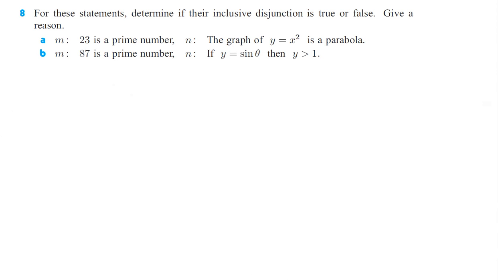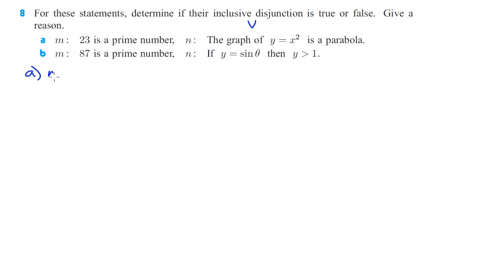All right, number 8 here. For these statements, determine if their inclusive disjunction is true or false and give a reason. Okay, so for A, we got M is a prime number. Oh, sorry, so inclusive disjunction is just the regular or. Exclusive disjunction is only one or the other. So inclusive disjunction is true if they're both true, or one or the other is true. So that's all we need for that.